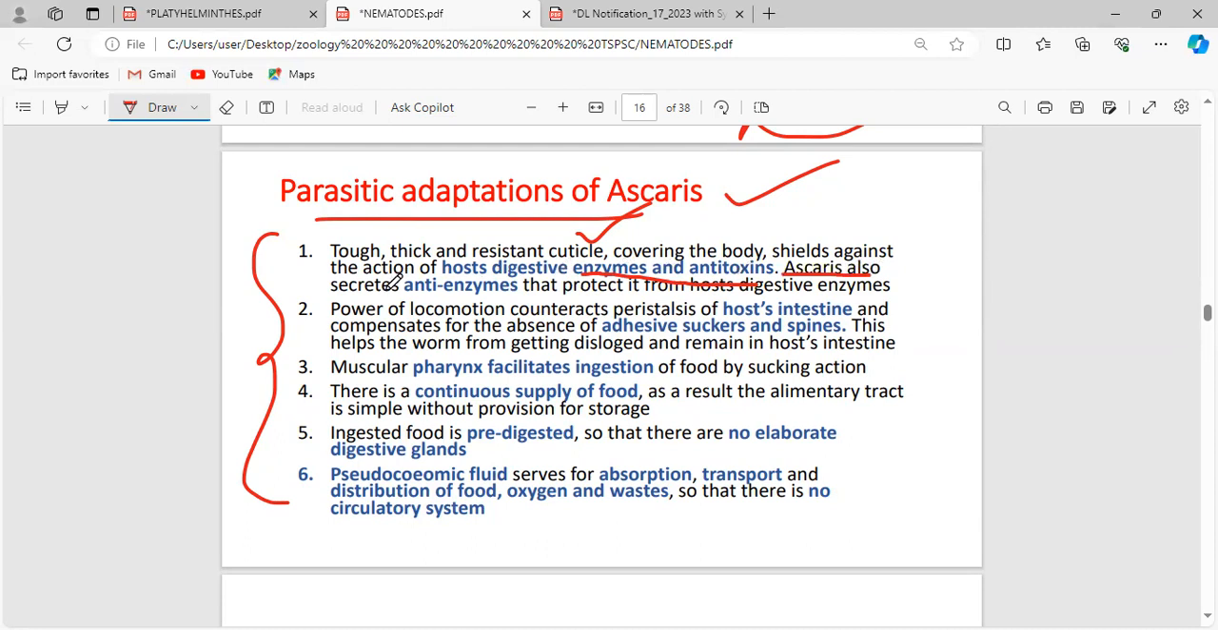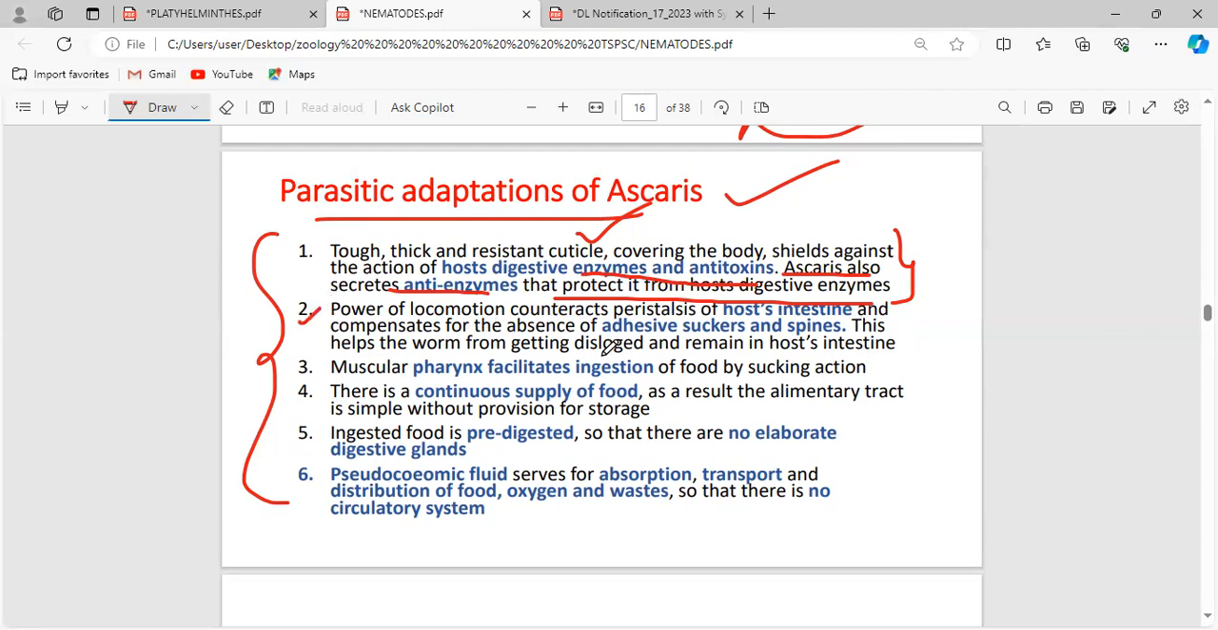Ascaris also secretes some anti-enzymes that protect it from the host digestive enzymes. So this is the first point. To prevent damage from the digestive enzymes secreted by the host body, this cuticle acts as a protective shield for that parasite, Ascaris.